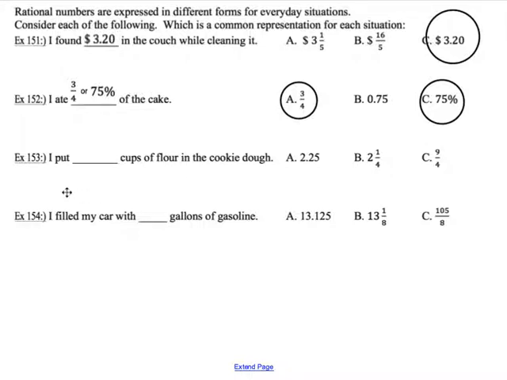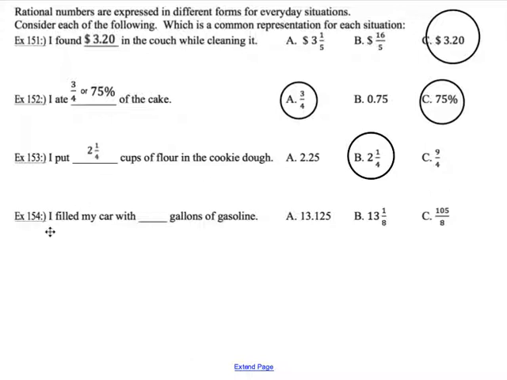Example 153. I put blank cups of flour in the cookie dough. Would you say, I put 2.25 cups of flour in the cookie dough, I put 2 1/4 cups of flour in the cookie dough, or I put 9/4 cups of flour in the cookie dough? Now, because of the way we measure out ingredients, we would use the 1 cup measuring cup twice and then use the 1/4 cup measuring cup. So 2 1/4 would be the more common way to see this. I've never seen a recipe that does it this other way. Let me think about that. I don't think I have.